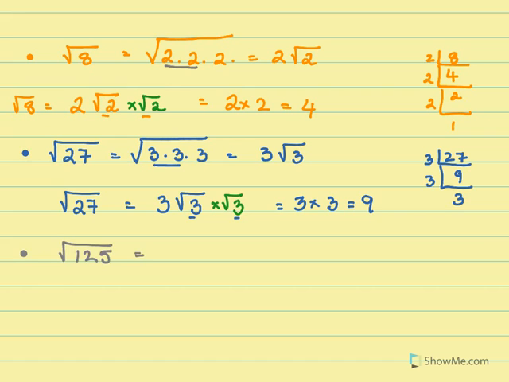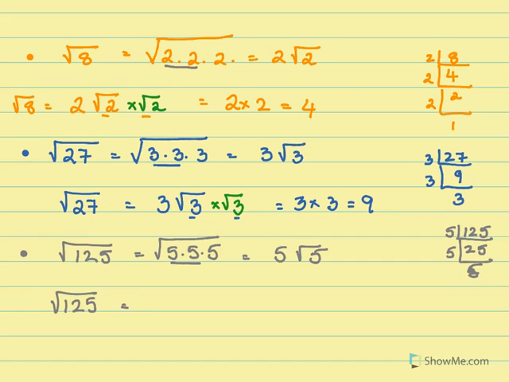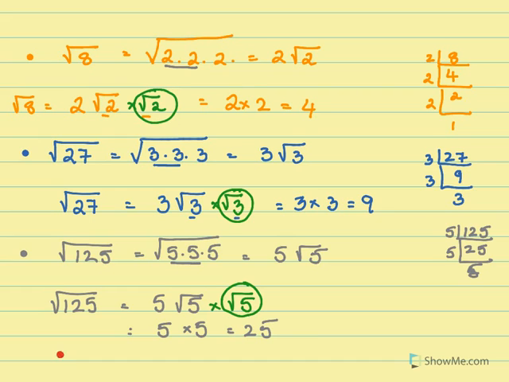Say under root of 125. So I need to simplify 125. So 125, I divide. This is 5, 25, the short division, 5 and 5. So under root 125 will be 5, 5 and 5. So I make groups of 2. That is 5 under root 5. So under root 125, you want to rationalize. Under root 125 is 5 under root 5. Now we know how to rationalize 5 under root 5. Rationalizing factor will be under root 5. And the answer then comes 5 under root 5 into under root 5 is 5. So it became 25. So all these are rationalizing factors. Here under root 5 is the rationalizing factor of under root 125. Under root 3 is a rationalizing factor. Here, under root 2 is a rationalizing factor.